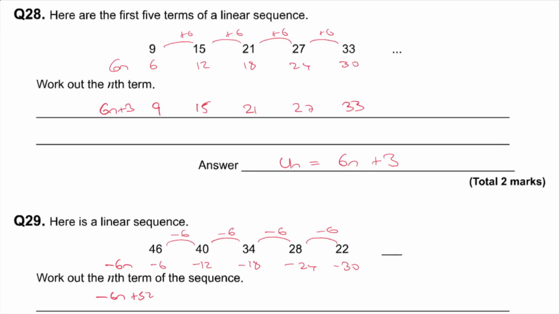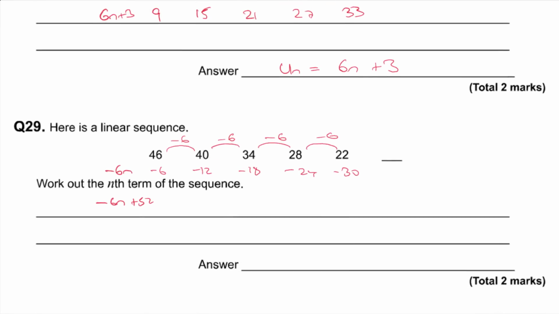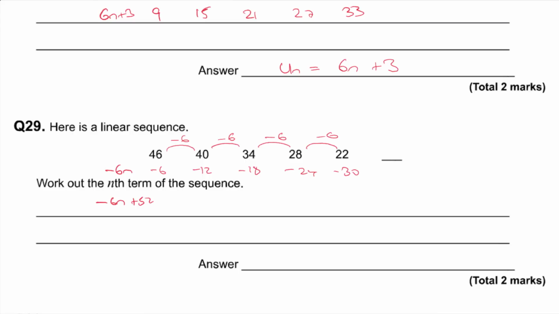Minus 6 plus 52 is 46, minus 12 plus 52 is 40, minus 18 plus 52 is 34, and so on. So here I could write it down as minus 6n plus 52, or I could just spin it around and say un is 52 minus 6n, save myself a symbol, okay, when I write it down. So you can write it down either way. You can write it down as minus 6n plus 52, or you can write it down as 52 minus 6n.